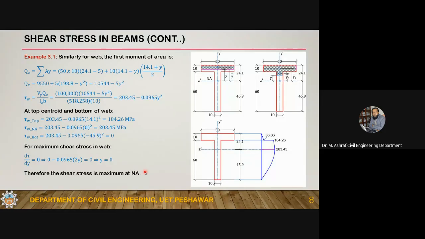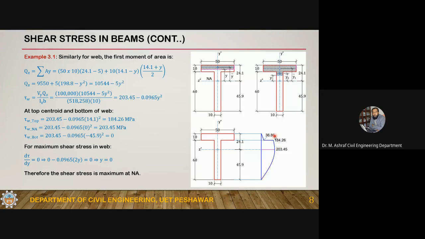The shear stress is not always maximum at the neutral axis for all cases, but in this particular case, the shear stress is maximum at the neutral axis. So this is the stress variation diagram. This is not a straight line. This is a second degree curve. This is also a second degree curve.